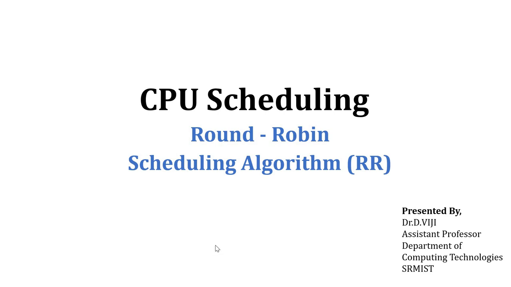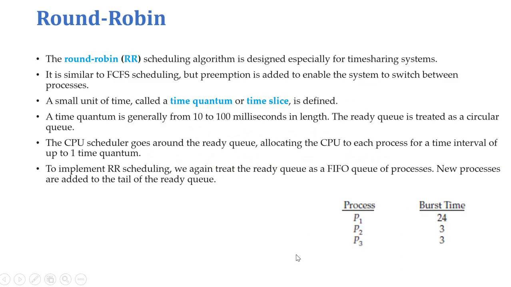Hello everyone. In this session, we are going to discuss the round robin scheduling algorithm. This also works on the concept of first come first serve, but the difference is we switch each and every process based on some time slice. We set a common time for each and every process. Within the time limit, the process has to complete.